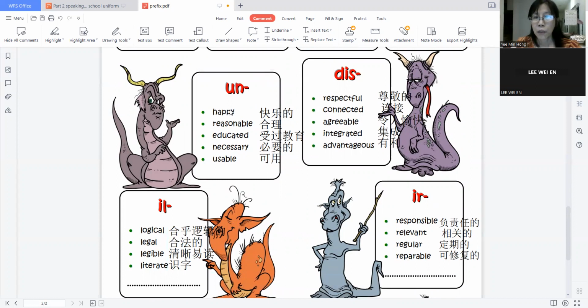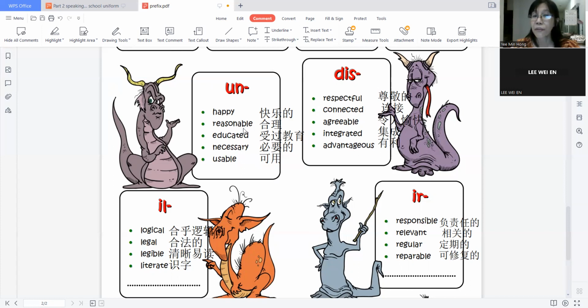For example, I want you to read some of these words. Happy, responsible, reasonable, educated, necessary, usable. All of these you understand, right? Happy, reasonable, educated, necessary and usable. If you add "un", it becomes different. Can you read these with "un"? Unhappy, unreasonable, uneducated, unnecessary, unusable. The meaning completely changes. It is the antonym of all these adjectives.